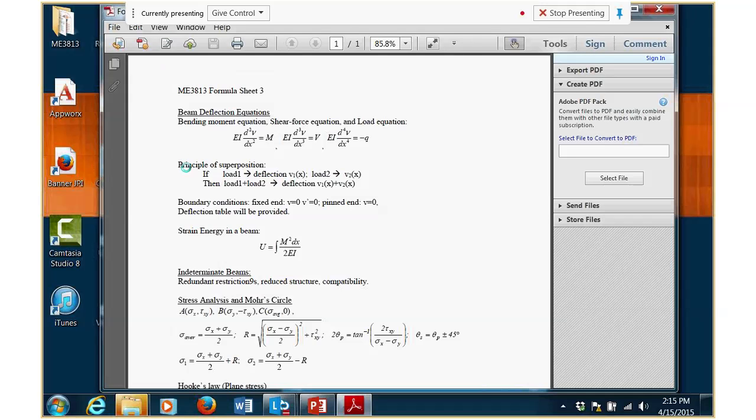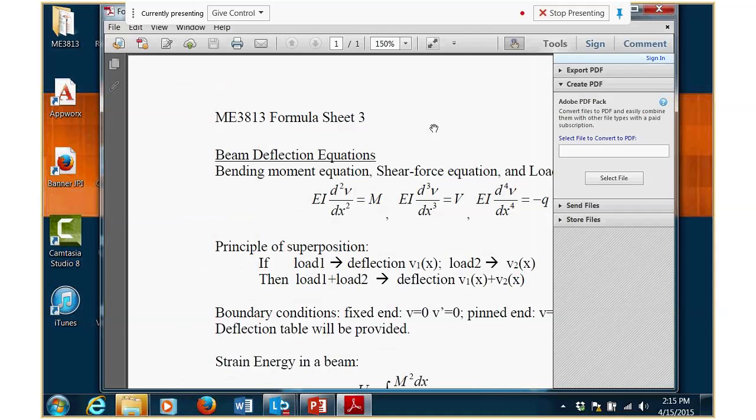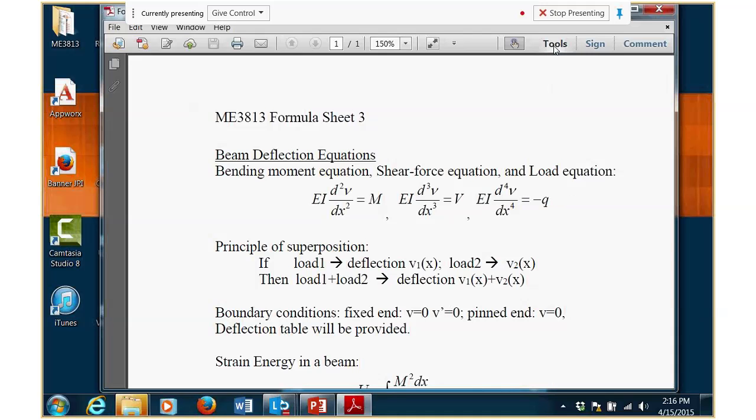Okay, let's see. I can make this a little bit bigger. Which one should I click on? Tools. I need to cancel this part. Okay, all right, thank you.